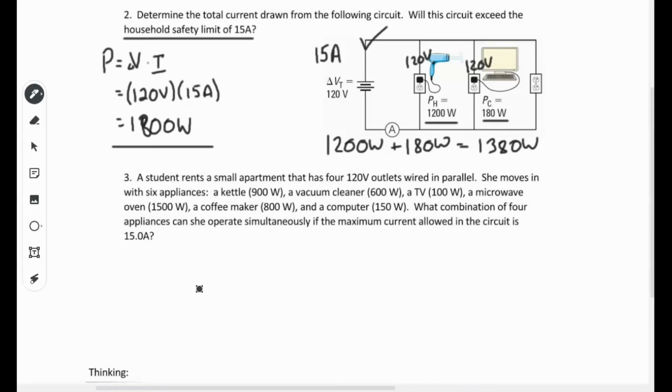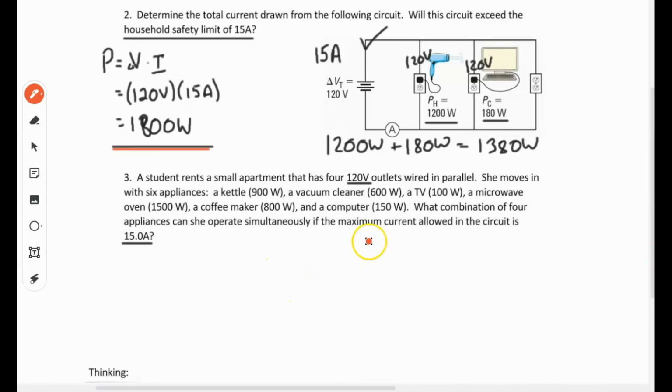Our third problem extends from our second problem, the way we solved it. It says a student rents a small apartment that has 4 120 volt outlets wired in parallel. She moves in with 6 appliances: a kettle, vacuum cleaner, TV, microwave oven, coffee maker, and a computer. What combination of 4 appliances can she operate simultaneously if the maximum current allowed in the circuit is 15 amps? Same idea: 15 amps with 120 volts means a maximum power of 1,800 watts. Which 4 of them can we add that are still less than 1,800 watts?